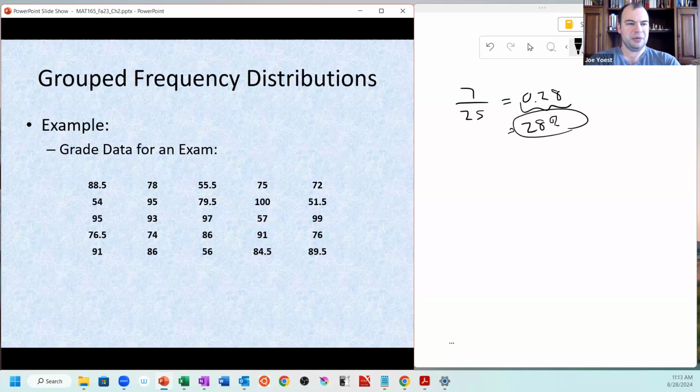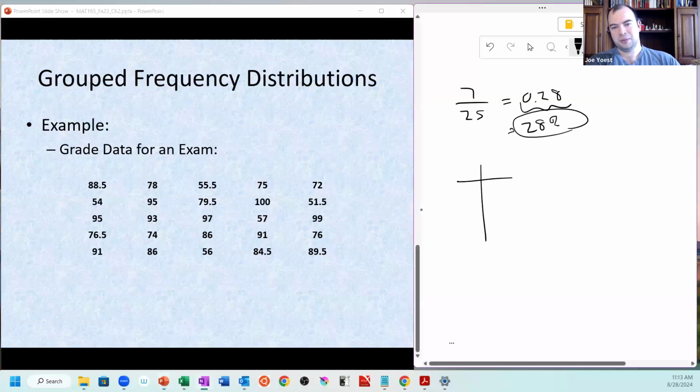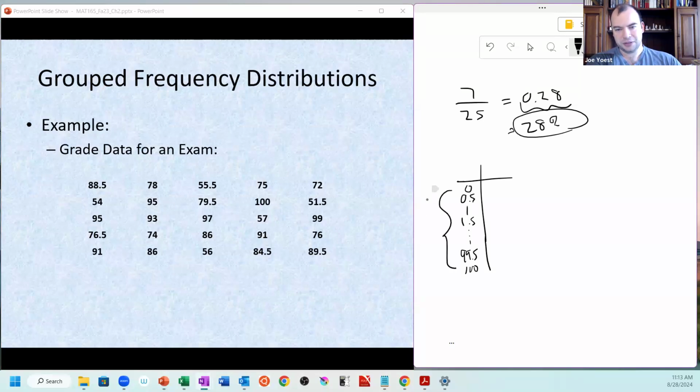Now, I suppose maybe I could treat this like a categorical distribution. I could say, okay, what are my possible classes? 0, 0.5, 1, 1.5, and so on down to 99.5 and 100. There's going to be 201 of these different classes. And what am I going to have? I'm going to have a whole bunch of zeros and then a 1, and then a whole bunch more zeros and then a 1, and more zeros and then a... That just made things worse, right?